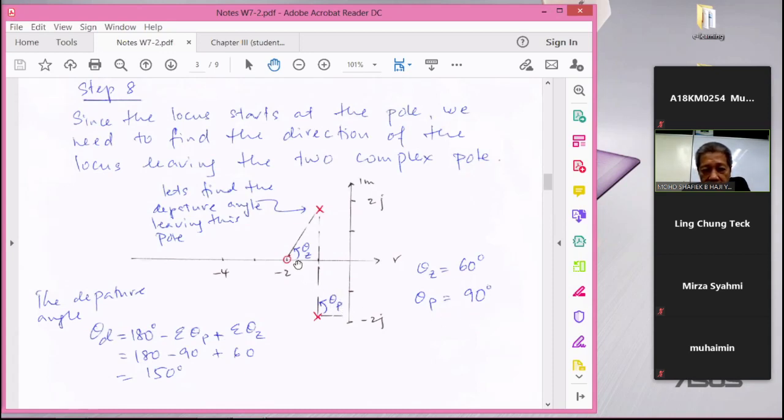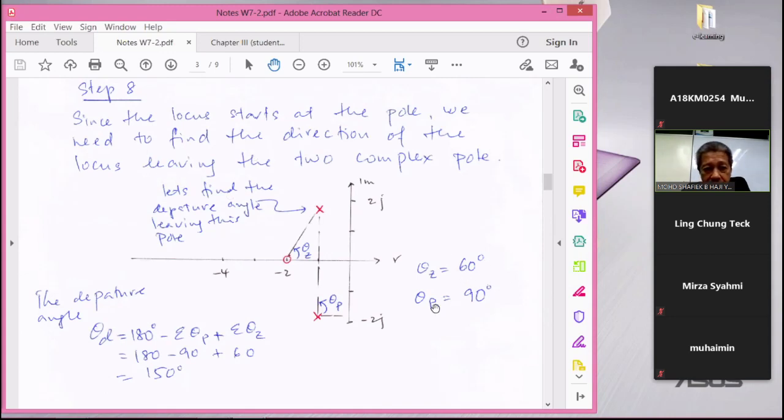degrees. And for the angle from other zeros, we only have one other zero at -2. That is the angle from that zero to the pole in question. So this is theta z. We only have one theta z here. Later on, maybe we'll have more poles and more zeros, then we have theta p1, theta p2, theta z1, theta z2. In this case, theta z is equal to 60 degrees.